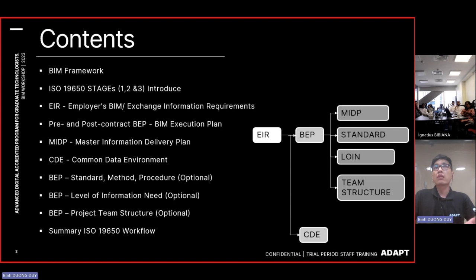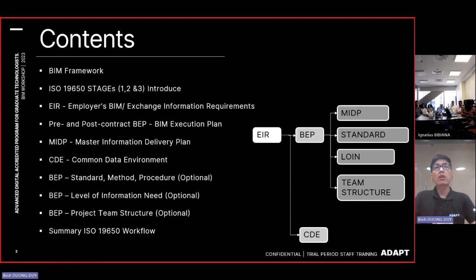We also talk more about some BIM terms, such as EIR. EIR stands for Exchange Information Requirements, or some people also call it the Employer BIM Information Requirements. We will talk about this later. And then we also talk about the BEP. BEP is BIM Execution Plan. We have two kinds of BEP: one is pre-contract and the second is post-contract.